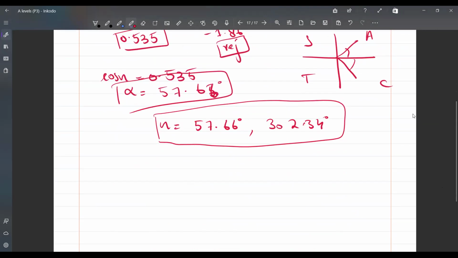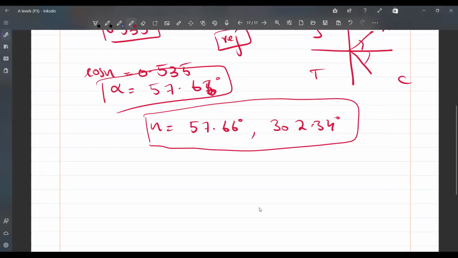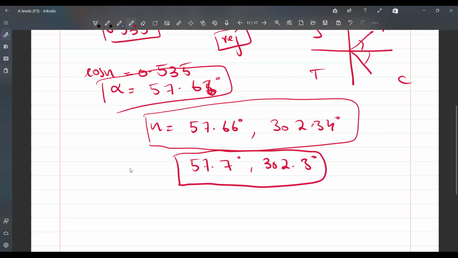And one more thing which I believe is important here is that in the exam, unless otherwise stated, you have to always round off to one decimal place. Angles have to be rounded off to one decimal place unless otherwise stated. So this would be 57.7 and 302.3 degrees. Unless the question says specifically to round it off to second or third, you always have to round it off to the first decimal place.